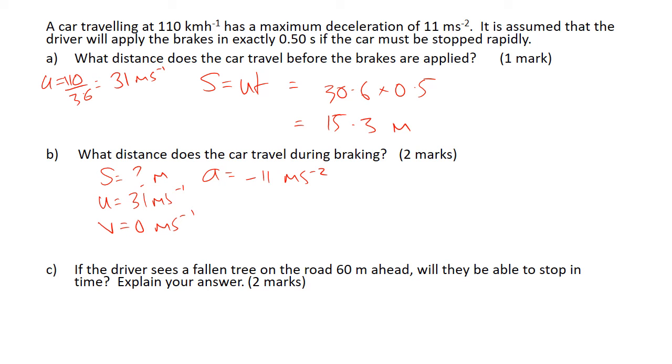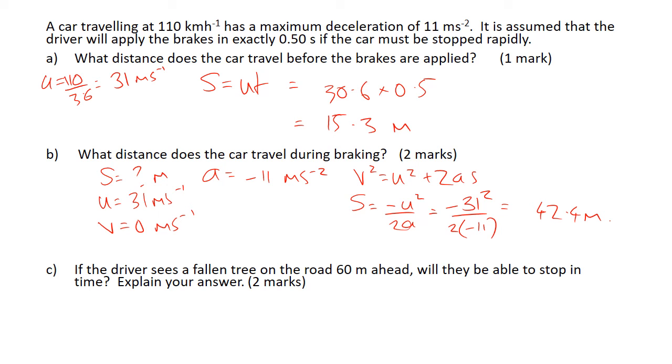So then we've just got to put this into V squared equals U squared plus 2AS. Now you can substitute and rearrange, or you can rearrange and substitute. In this case V squared disappeared, so all we end up with is S equals minus U squared over 2A. So this is minus 31 squared over 2 times negative 11, and we end up with 42.4 meters.